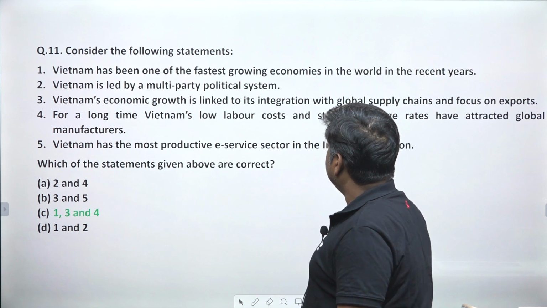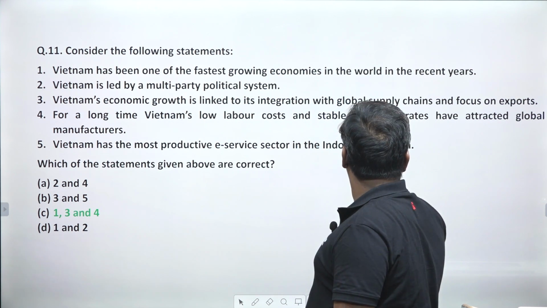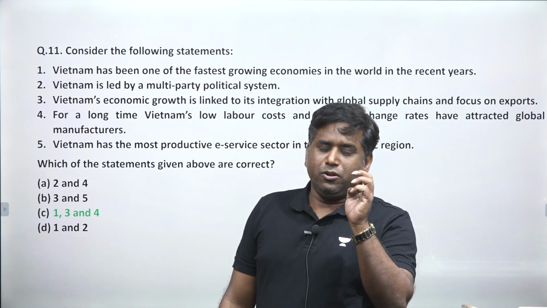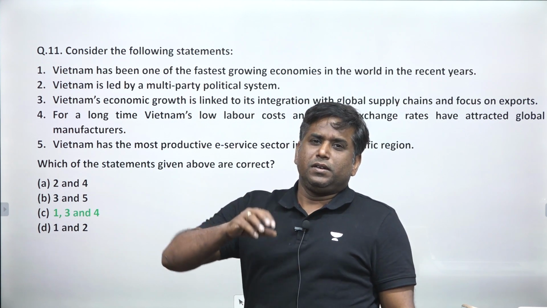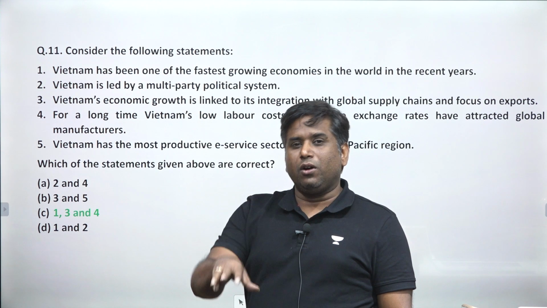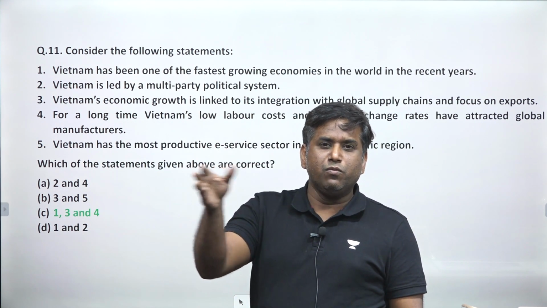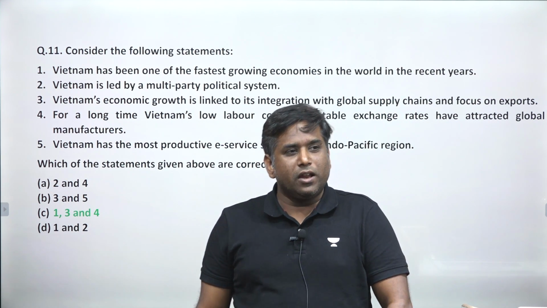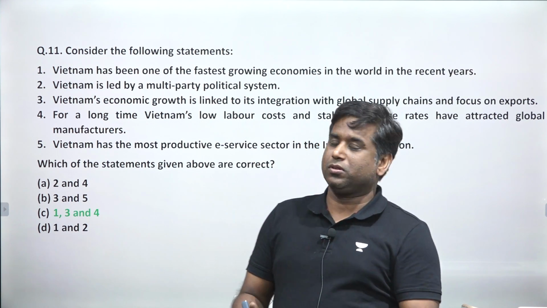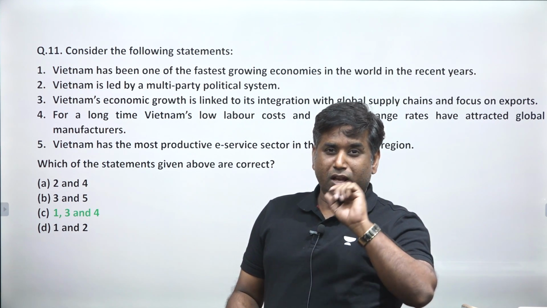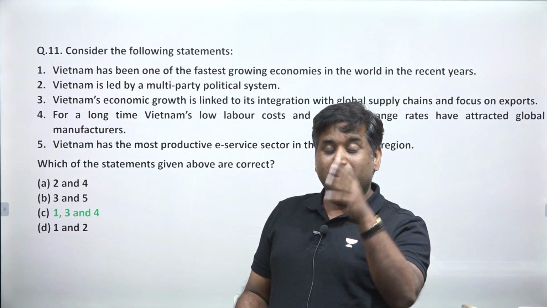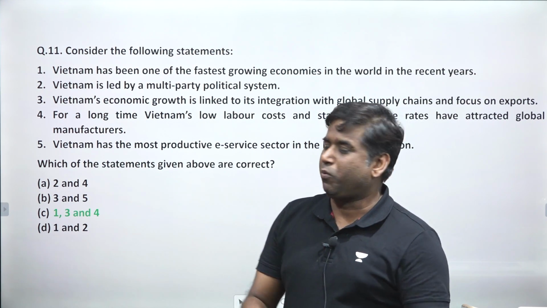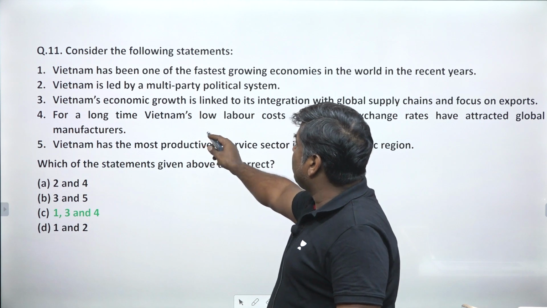For a long time, Vietnam's low labor cost and stable exchange rates have attracted global manufacturers. That's true. Specifically, COVID is yet to be over, but a lot of manufacturers from China, although they were not Chinese firms, moved, and the maximum manufacturers moved to Vietnam. Although India was also expecting a few to come to them, that did not happen. And without any doubt, Vietnam in a very short span of time made its name in textiles because of its low labor cost also. That was quite popular at one point of time. So statement 4 seems to be correct.